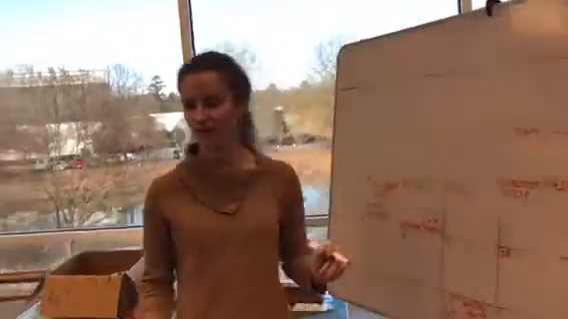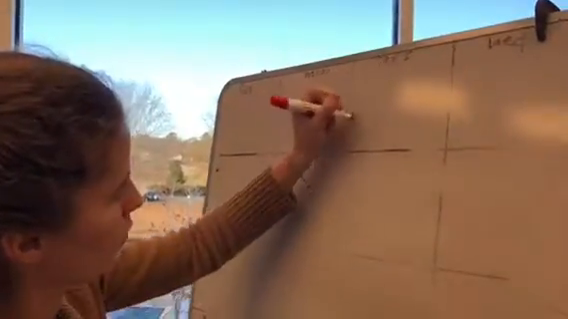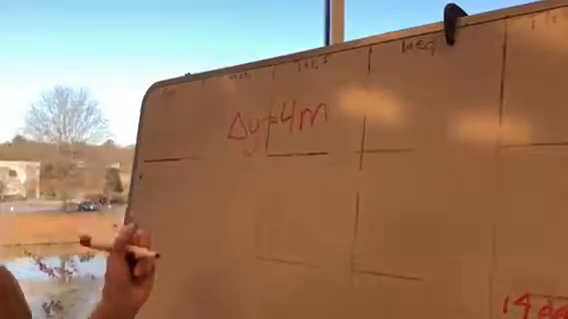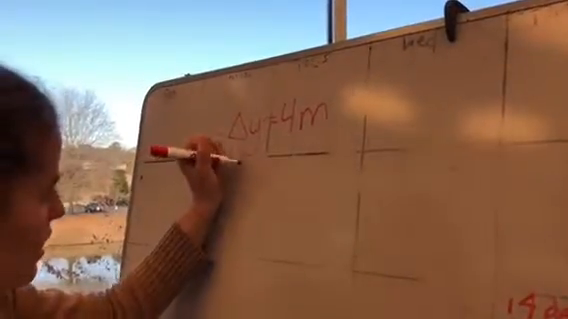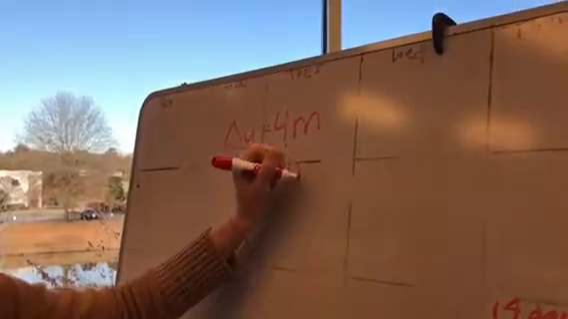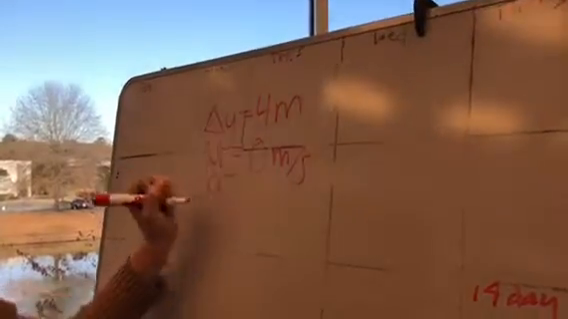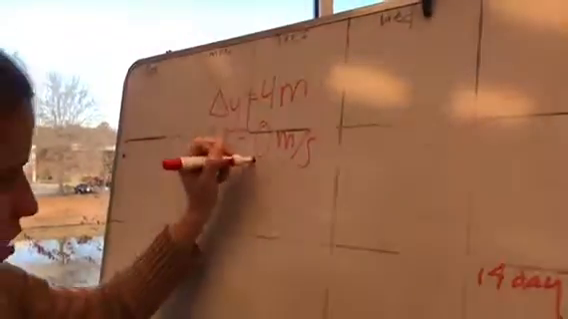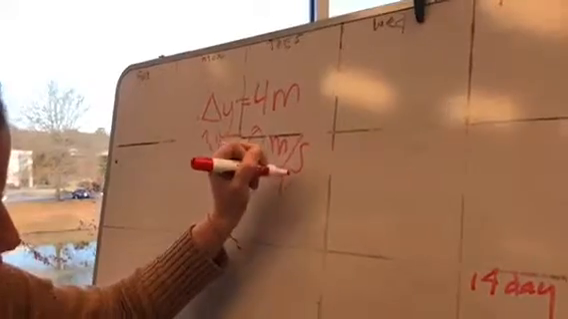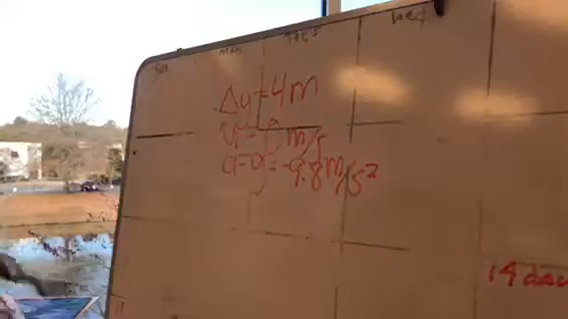First, we list what information we already have. We have delta y equals 4 meters. We have velocity initial equals 0 meters per second. And we have acceleration, which equals gravity, so it's negative 9.8 meters per second squared. Remember, we are looking for how many seconds it took for the ball to reach the ground.